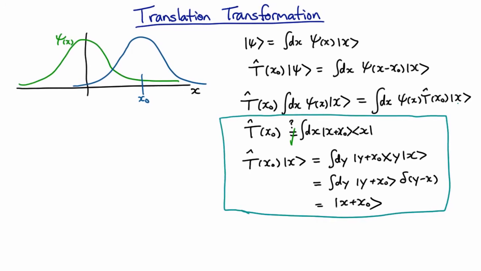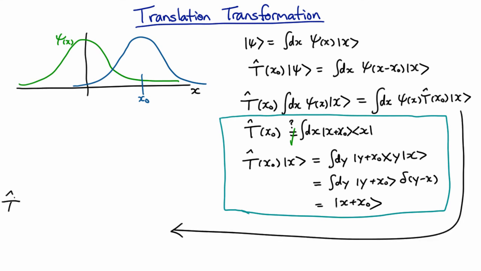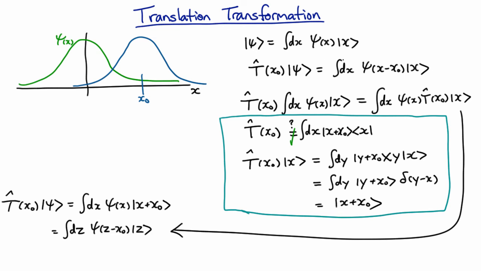And it's easy enough to apply it to here to make sure we've got the right answer, so we'll do that. So if we take T of x naught and act it on our state, we get all of this, as we just required. We get x plus x naught, and then a change of dummy variable, shifting everything back by x naught. And that's what we're after in the first place.